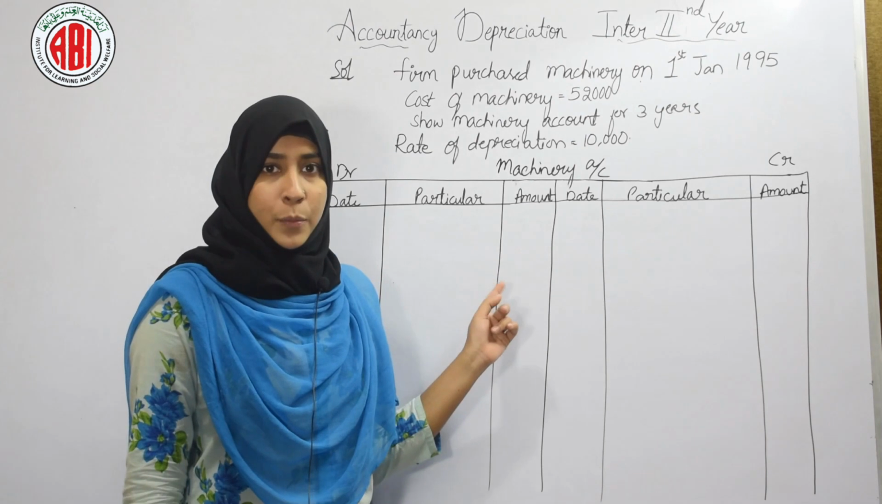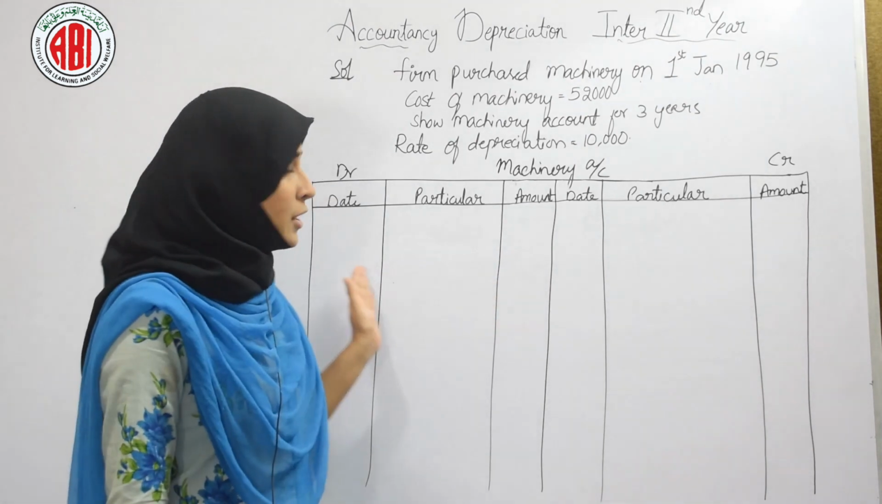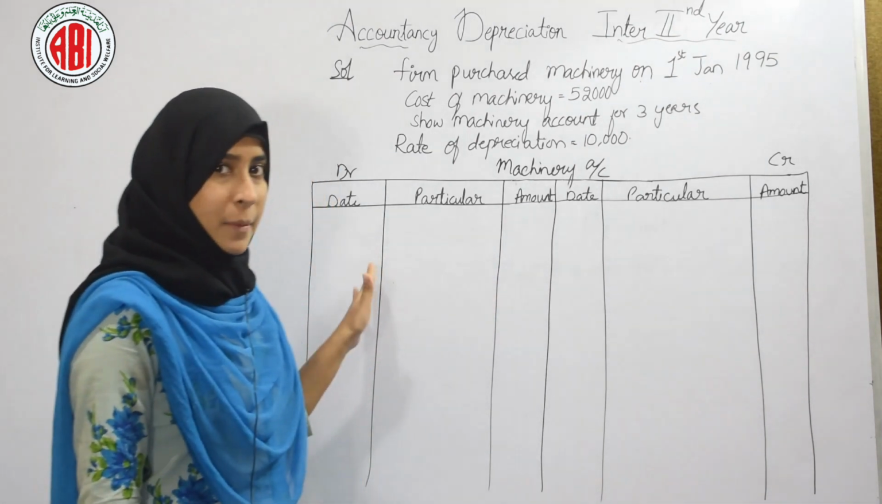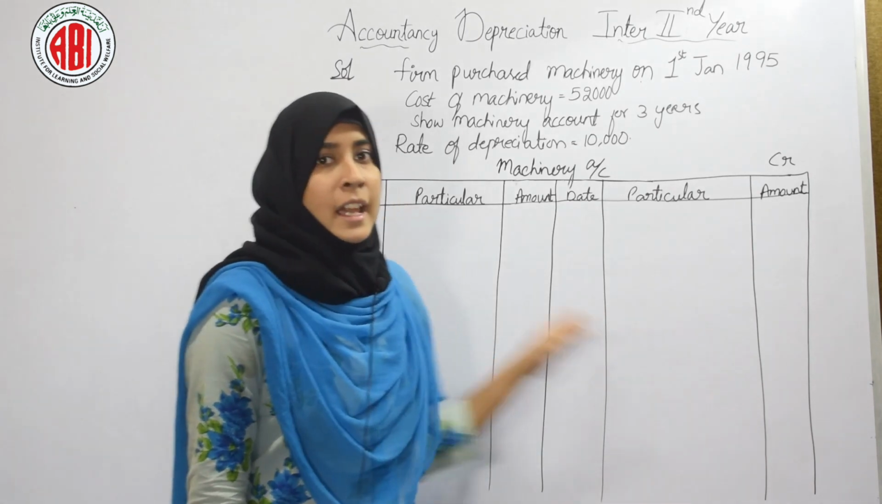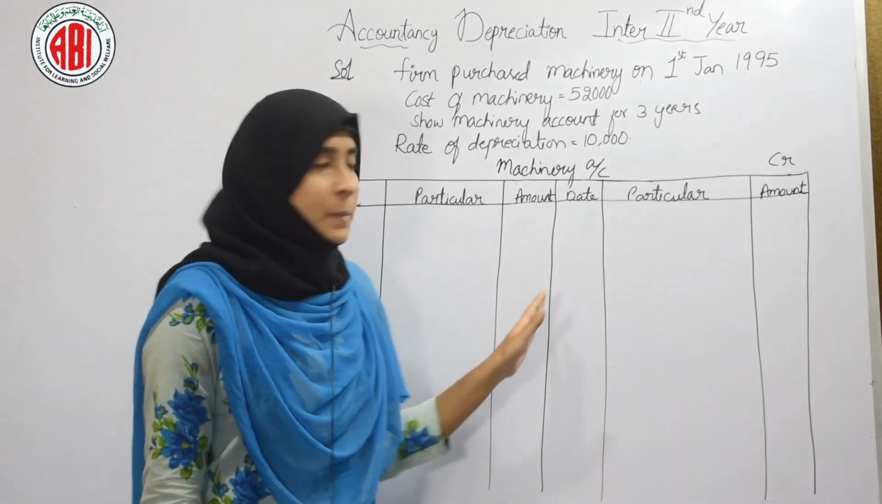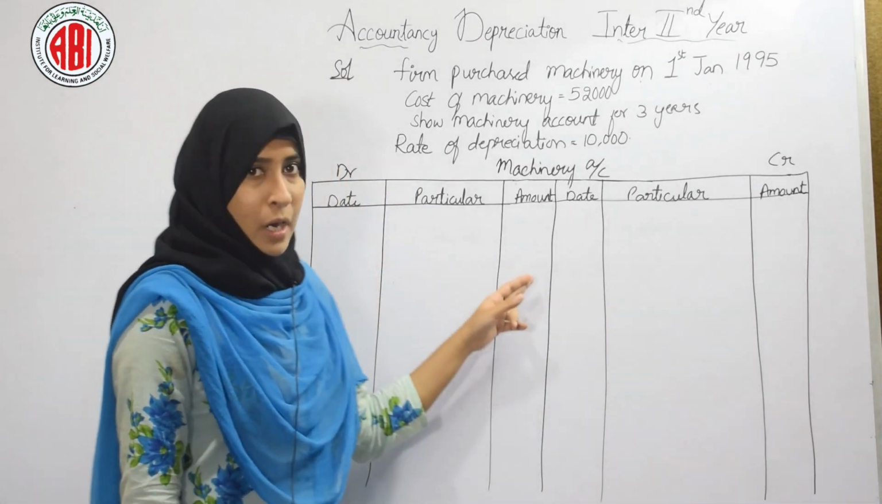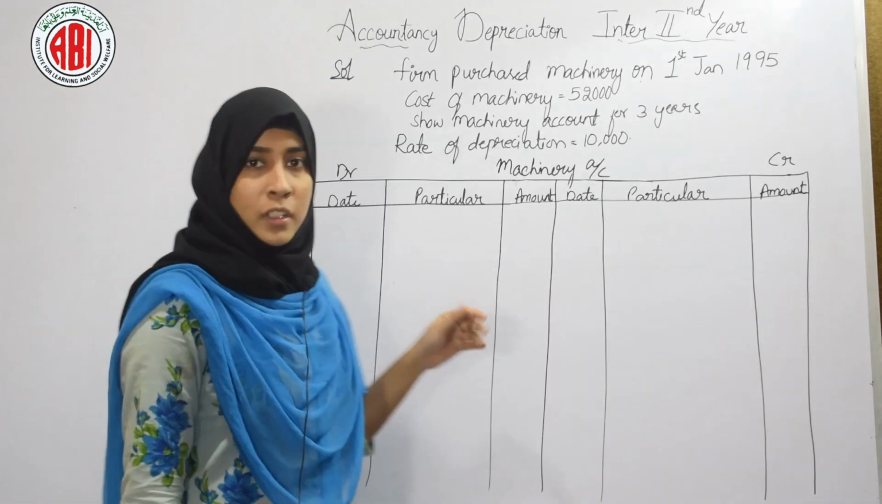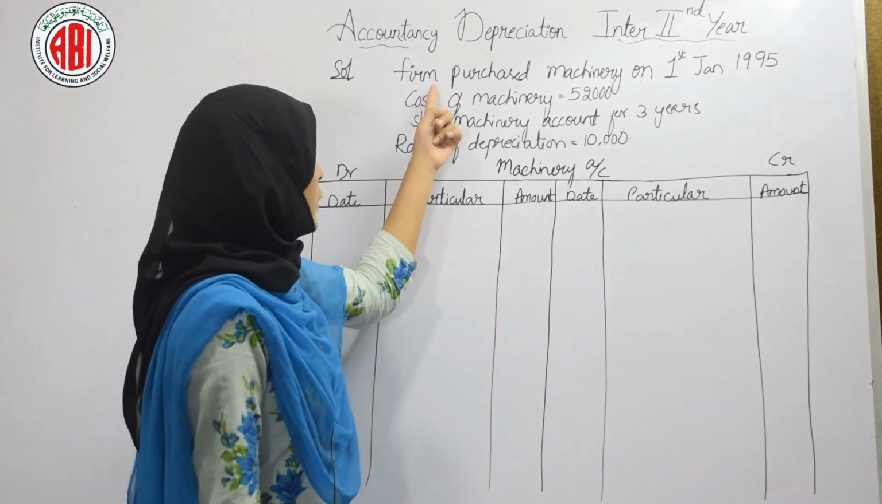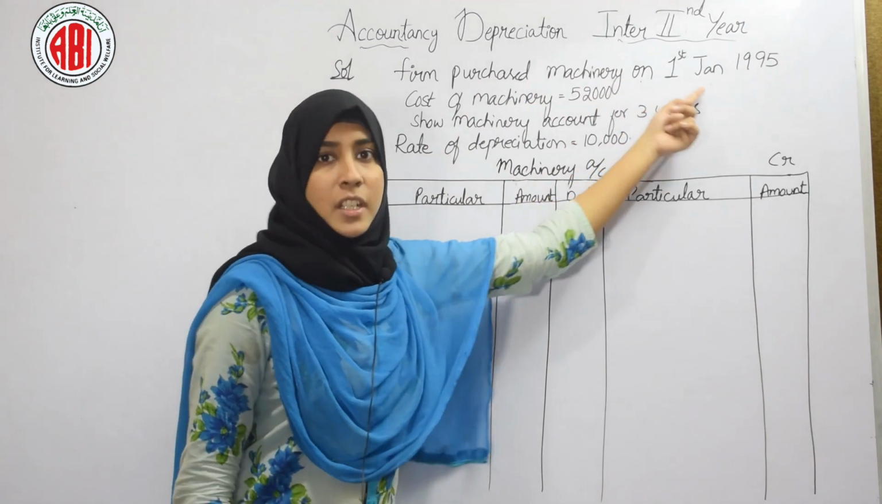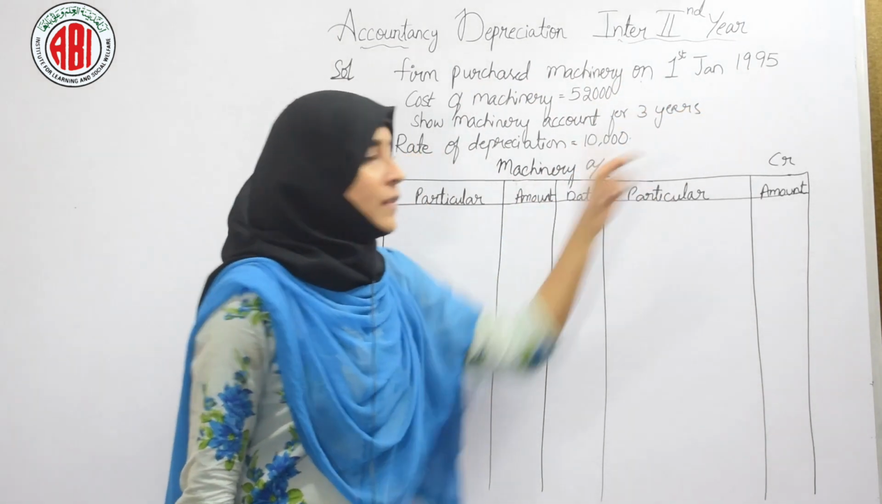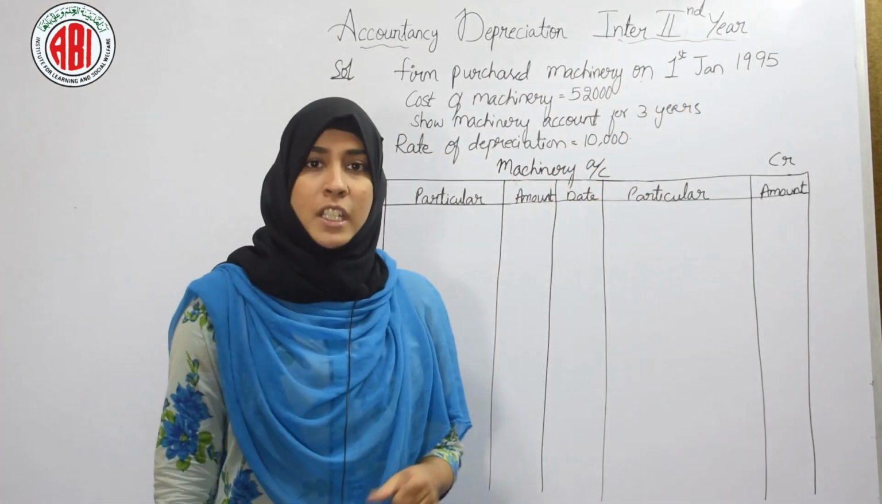So this is our pro forma of the machinery account. It consists of two sides, that is debit side and credit side, and each side has 3 columns: date, particulars, amount, date, particulars, amount. Now let's see our problem.